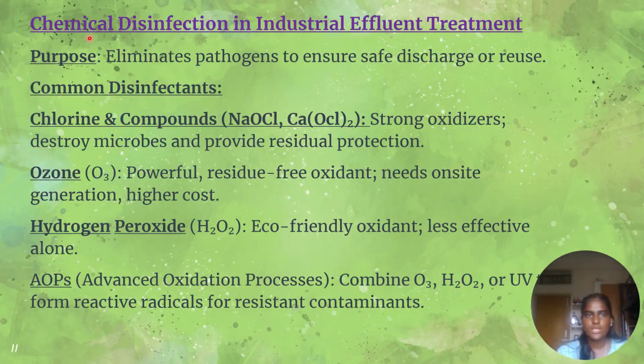Next, we will see about chemical disinfection in industrial effluent treatment. In this process, we eliminate the pathogens to ensure safe discharge or reuse. The common disinfectants are chlorine, a strong oxidizer that destroys the microbes and provides residual protection; and ozone, a free oxidant, but higher in cost; and hydrogen peroxide, an eco-friendly oxidant, less effective alone. And AOP, the advanced oxidation process, is a combination of these, so we can resist the contaminants and all.